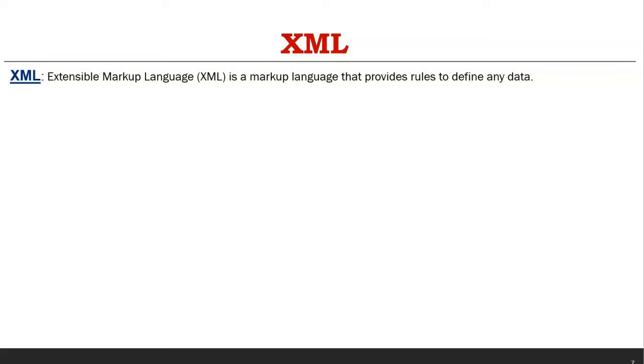But why are we discussing this here in REST and SOAP? Because the REST and SOAP concepts will use it. In the same way, we will now discuss XML, which is the last concept before we discuss the comparison between REST and SOAP. XML is very important, and all these REST and SOAP are built upon XML only. XML is an essential markup language. XML is a markup language that provides rules to define any data.